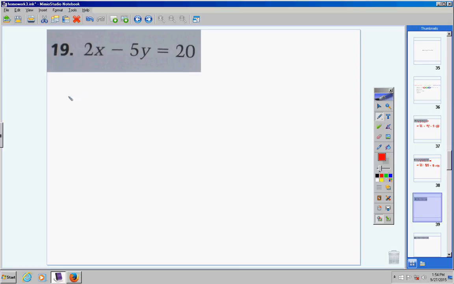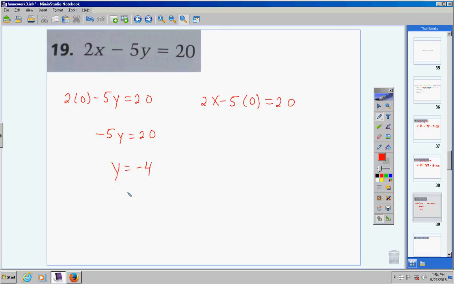I'm going to put 0 in for x. And then I'm going to put 0 in for y. I do this to get the x-intercept and the y-intercept, okay? 2 times 0 is 0. 0 minus 5y is negative 5y. Divide both sides by negative 5 and y equals negative 4. There's the y-intercept. So now I know the line crosses the y-axis at negative 4.